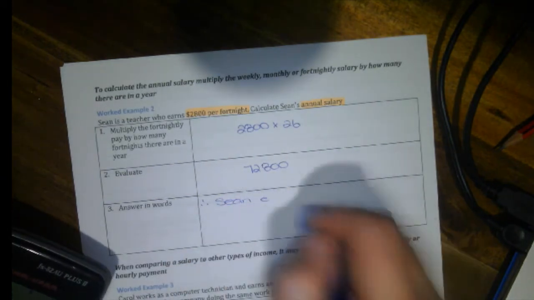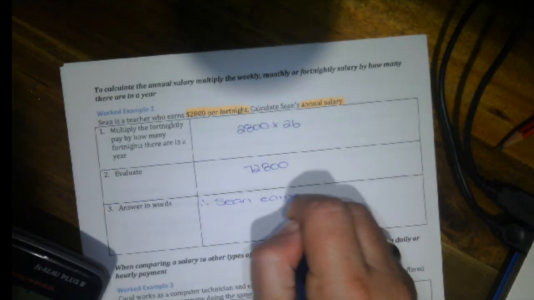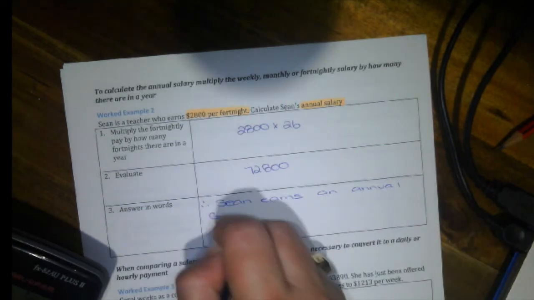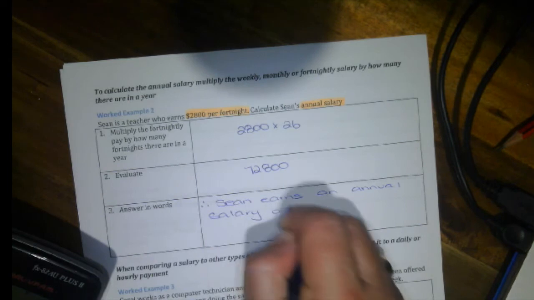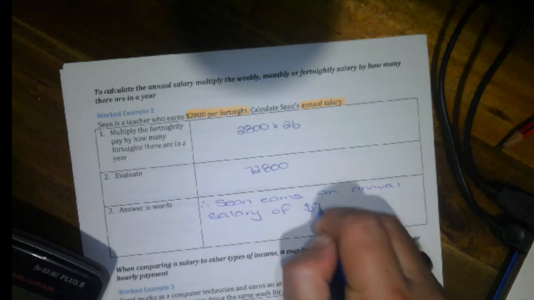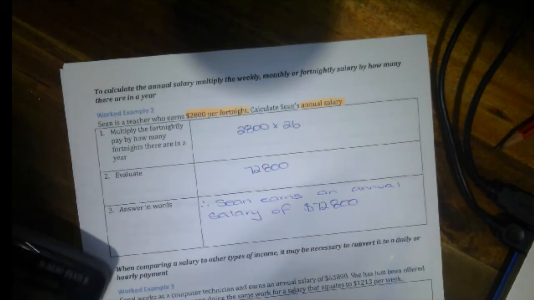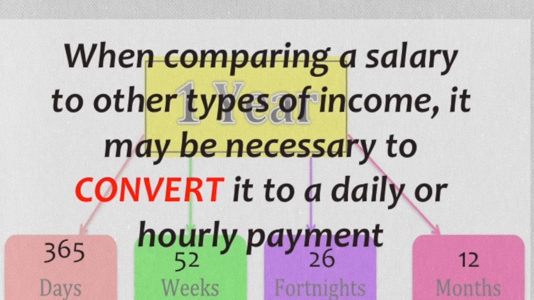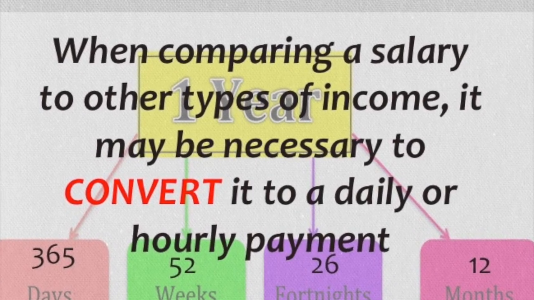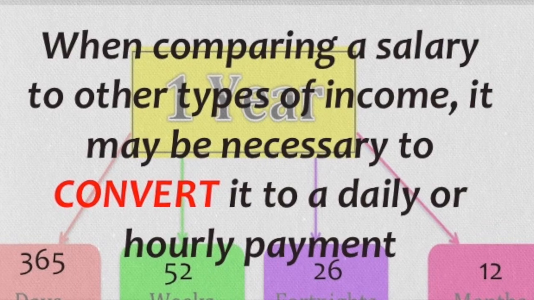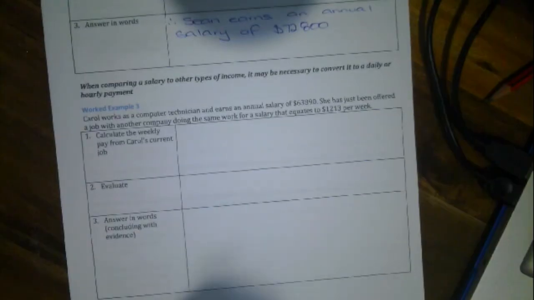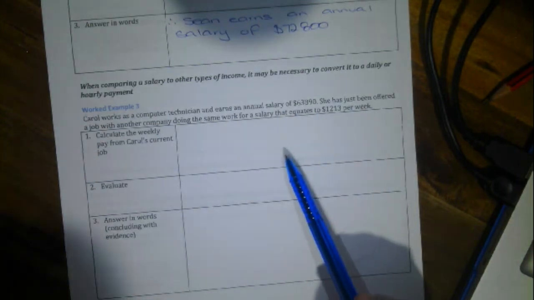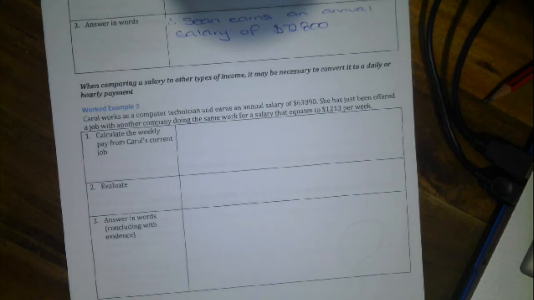Once again, therefore, Sean earns an annual salary of $72,800. It's really important that when you're comparing salaries to other types of income, it may be necessary to convert it to a daily or at least an hourly payment. When you're comparing a salary to other types of income, you need to convert it to a daily or an hourly rate.